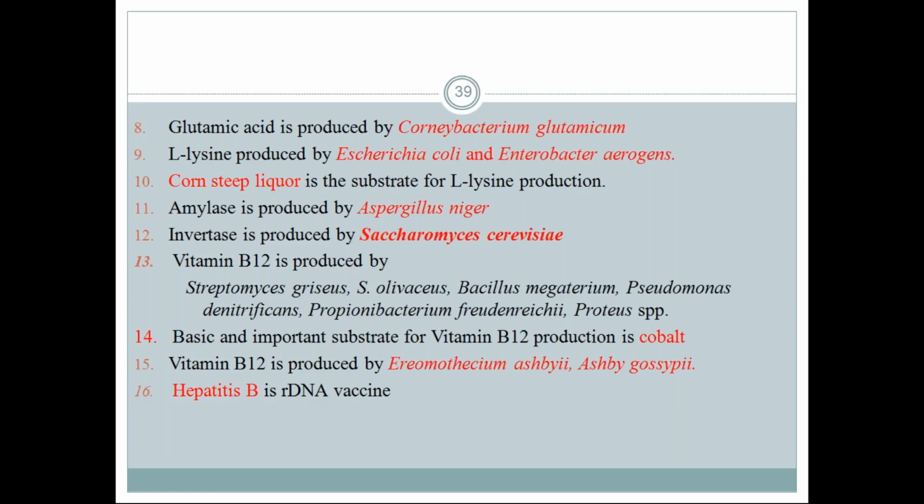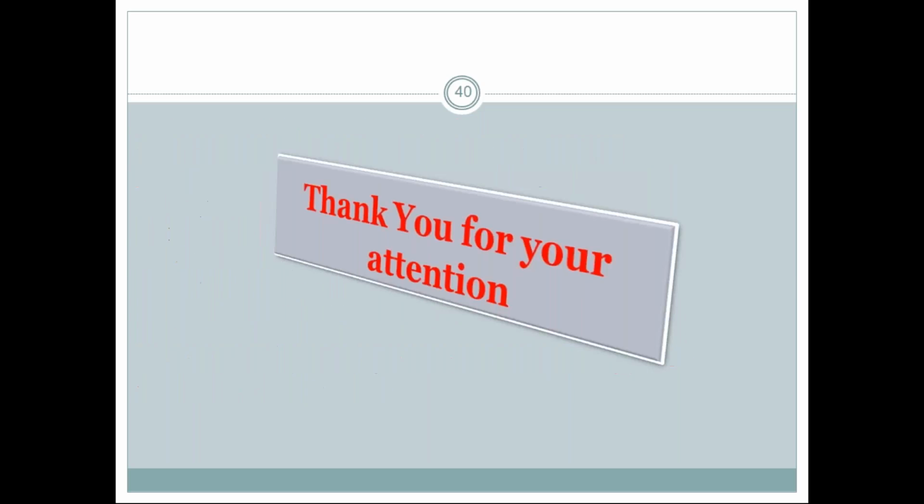Vitamin B12 is produced by Streptomyces griseus, Streptomyces olivaceus, Bacillus megaterium, Pseudomonas denitrificans, Propionibacterium species. The basic and important substrate for vitamin B12 production is cobalt. You have to remember this. And vitamin B2 is produced by Eremothecium ashbyii and Ashbya gossypii. And hepatitis B is an rDNA vaccine. So thanks for your attention.